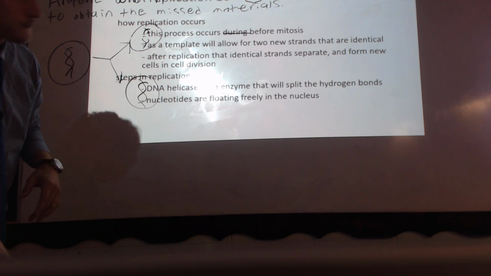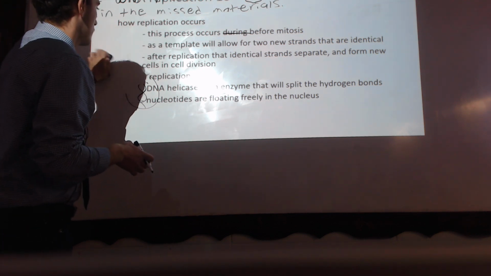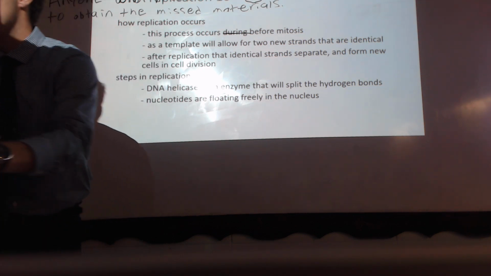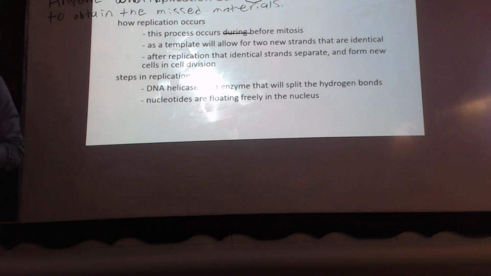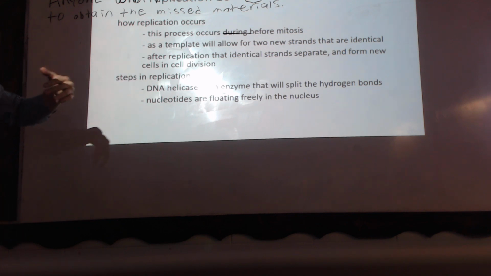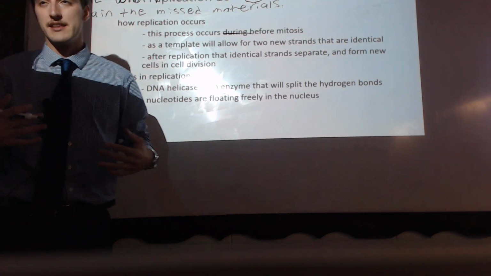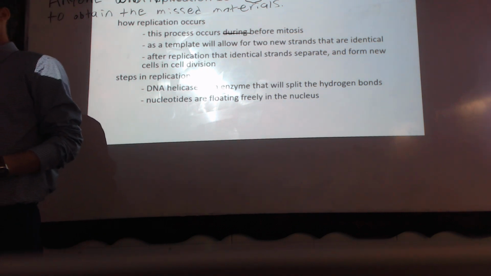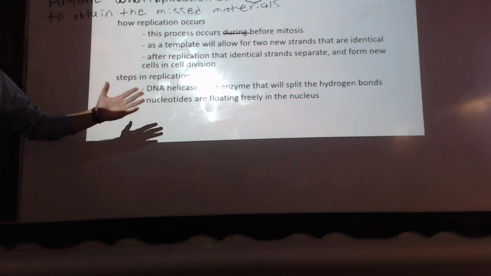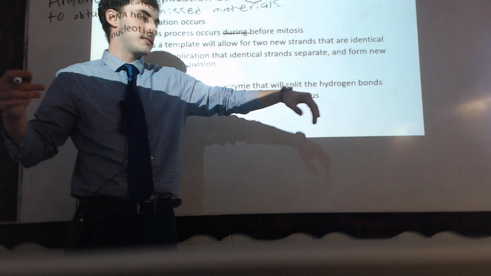So anyway, we needed to get this strand to make 2 identical strands, right? So that's where DNA replication happens. After replication, the identical strands separate and form new cells in cell division, what I just said. Steps in replication. DNA helicase is an enzyme that splits the hydrogen bonds. So it splits the DNA in half, right? Absolutely. And the nucleotides are floating freely in the nucleus.